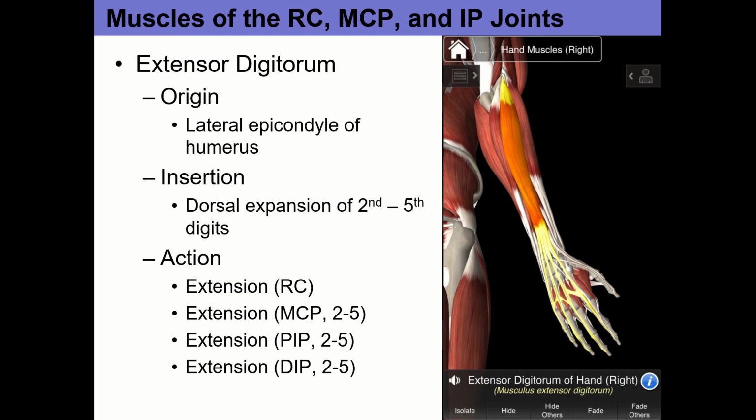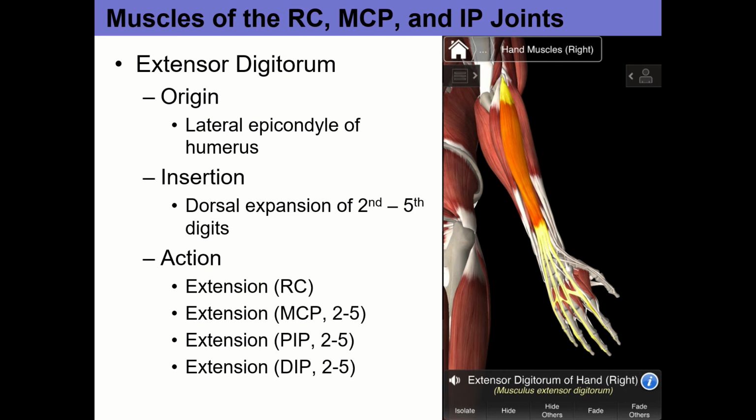So because it crosses the radiocarpal, which is the wrist joint, the MCP joints, the metacarpophalangeal joints of digits 2 through 5, the PIPs and the DIPs of each of those fingers, then it has actions at each of those. So extensor digitorum is an extensor at the radiocarpal joint, an extensor at the metacarpophalangeal or MCP joint of digits 2 through 5, an extensor at the proximal interphalangeal joints or PIP joints of 2 through 5, and an extensor at the distal interphalangeal joint of digits 2 through 5.